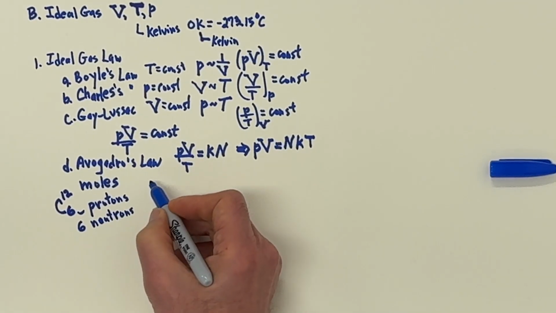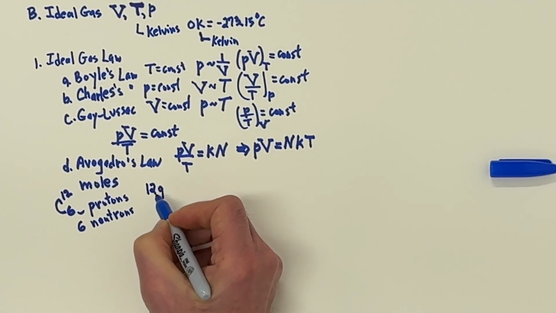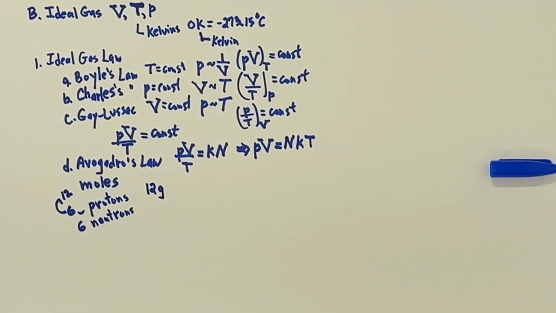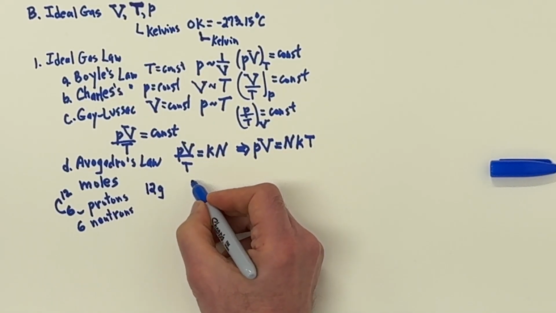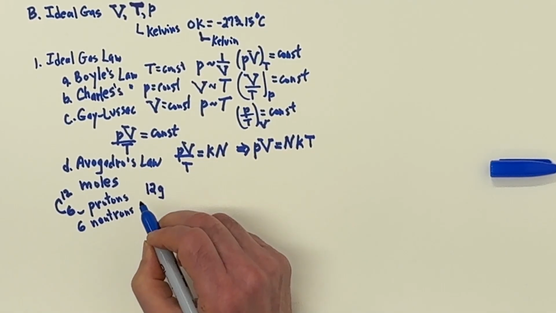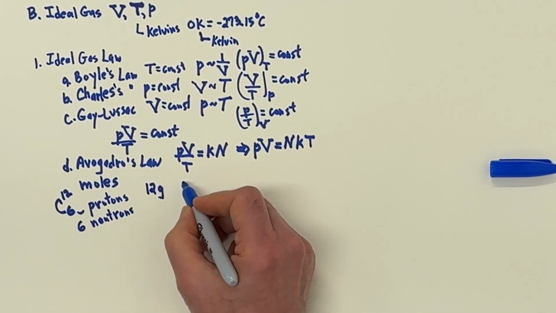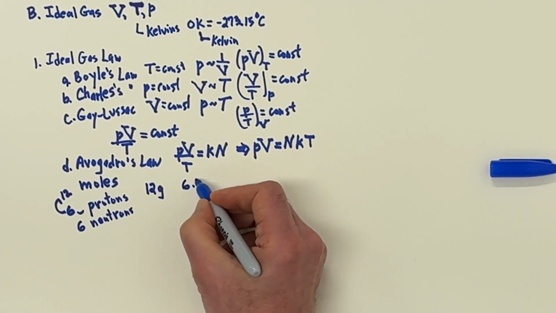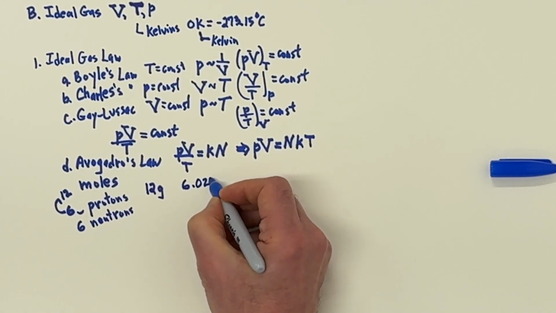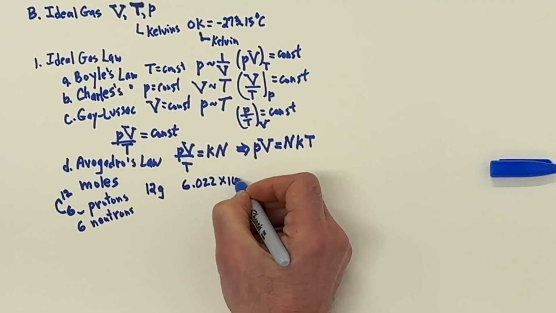So what they did is they said, suppose we had 12 grams of carbon. Well, that's going to be a lot of atoms, and they call that Avogadro's number. So Avogadro's number, if we look at the number of atoms in 12 grams of carbon, would be 6.022, and some more digits there, times 10 to the 23rd.